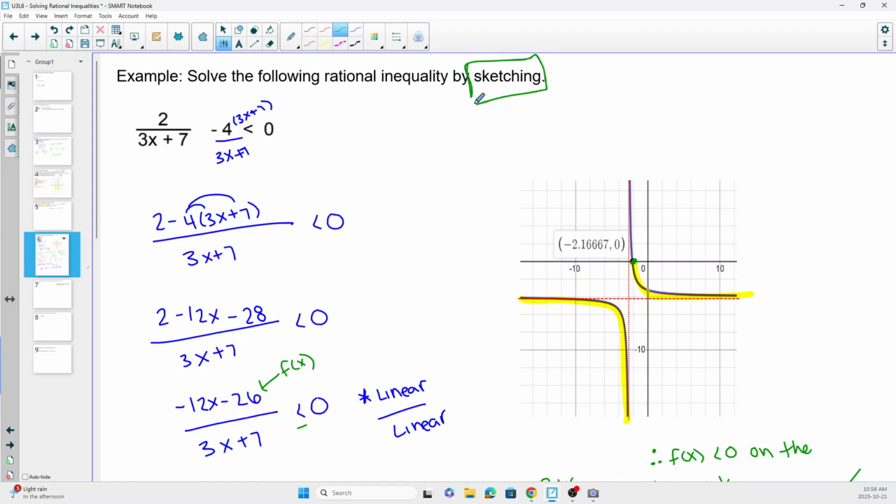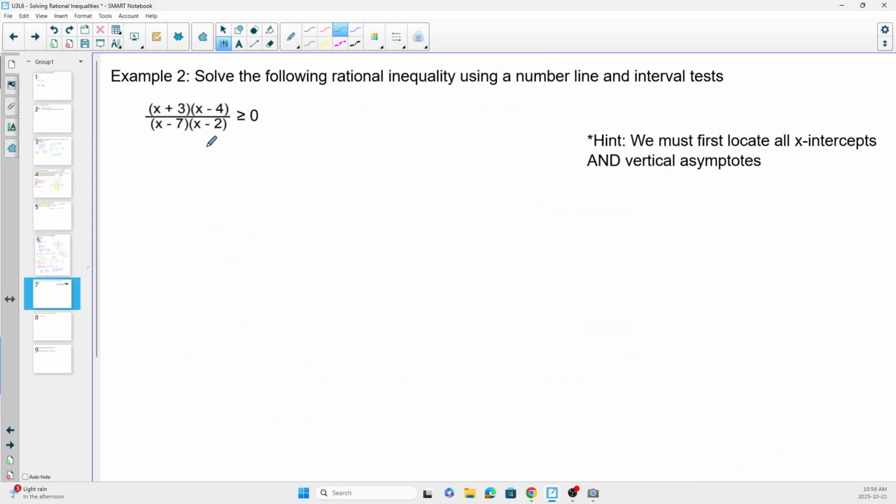There's your solution, and that was solving it by sketching. And what we know is that sketching these functions takes a good amount of time. So now let's look at the following inequality using a number line and interval test.